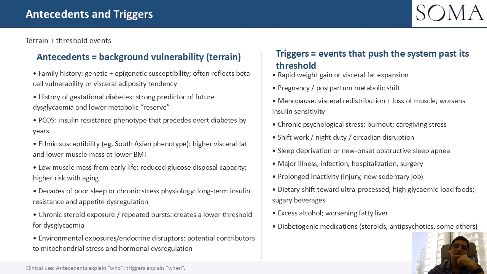Then long-term medications like steroids or antipsychotics. Yes, and sometimes even repeated courses of steroids for asthma or joint problems can also cause diabetes. So when you identify triggers, you can often pinpoint the moment the metabolic system crossed from compensation to failure. And that helps patients understand that diabetes is not a sudden moral failure, it is a threshold problem.